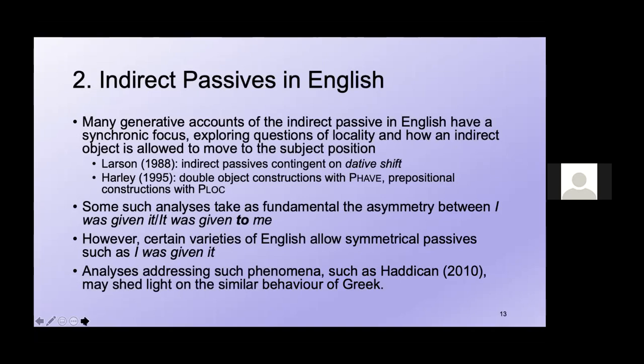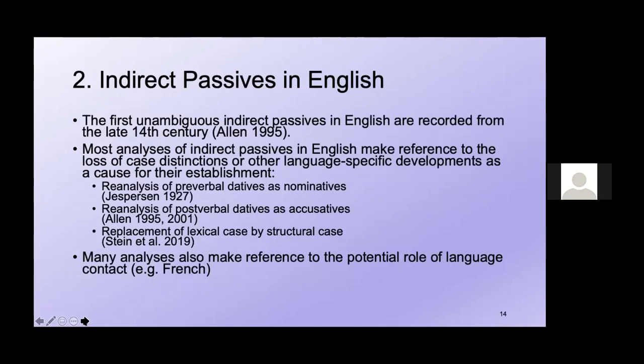And some of these analyses are based on the idea that there's a fundamental asymmetry between the presence of a preposition in "it was given to me" and the lack of one in "I was given it." However, there are varieties of English that allow symmetrical passives, so both "I was given it" and "it was given me." And these have been analyzed in certain ways by authors such as Haddican, which may shed light on what we see in the syntax of Greek.